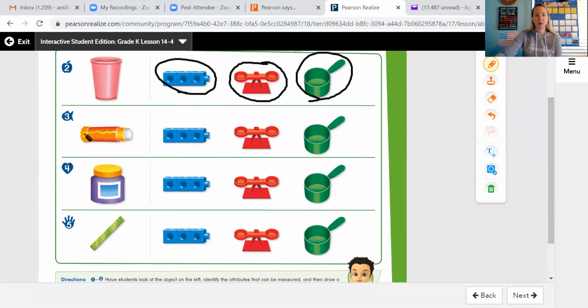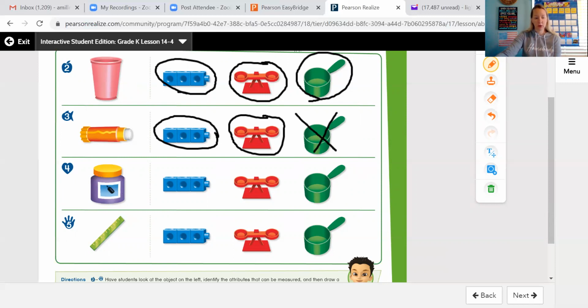All right, number 3 is a glue stick. Can we use cube trains to figure out the length or the height of the glue stick? We sure could. Go ahead and circle that. Can we use a balance scale to figure out how much a glue stick weighs? Yes, we sure could. Well, not how much it weighs, but we could put it in there to figure out if it's lighter or heavier than another object. Could we use a measuring cup to find out how much a glue stick holds? Does a glue stick hold anything? Nope, we cannot pour anything into the glue stick or out of the glue stick.